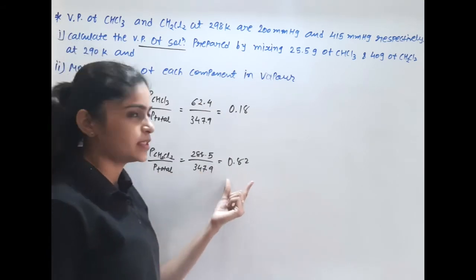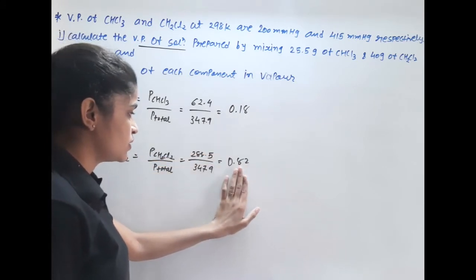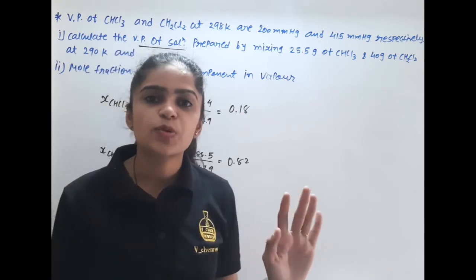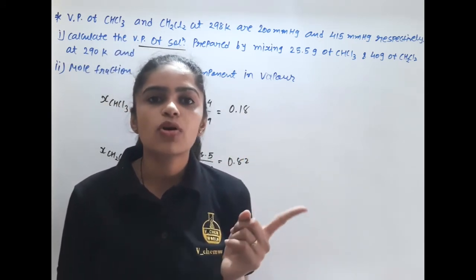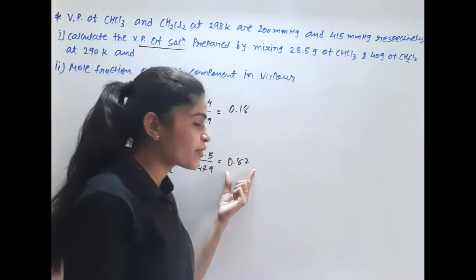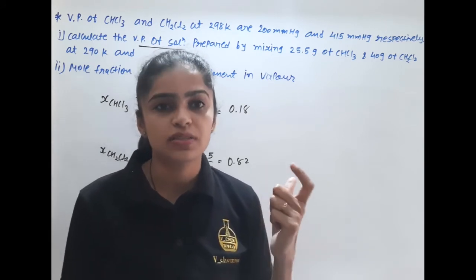This is the 0.82, this is the 0.18. This mole fraction is more. We know that the pressure is directly proportional to the mole fraction. With mole fraction increase, pressure increases. So where the mole fraction is more, its vapor pressure is more.